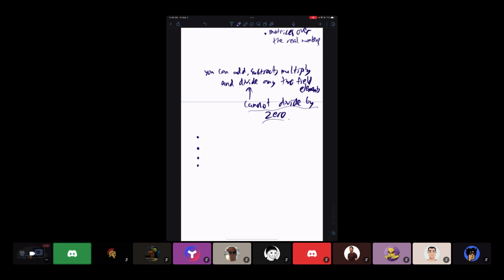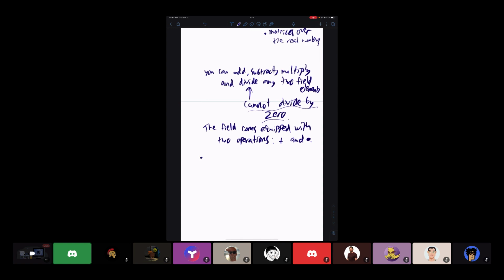So in a little more detail, there are the following properties that are required to be satisfied by any field. So the field comes equipped with two operations, and we call those operations addition and multiplication. So I'll just denote those plus and times.